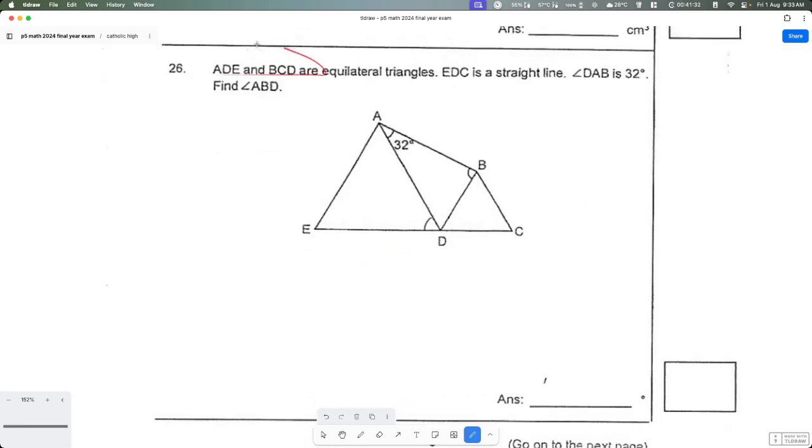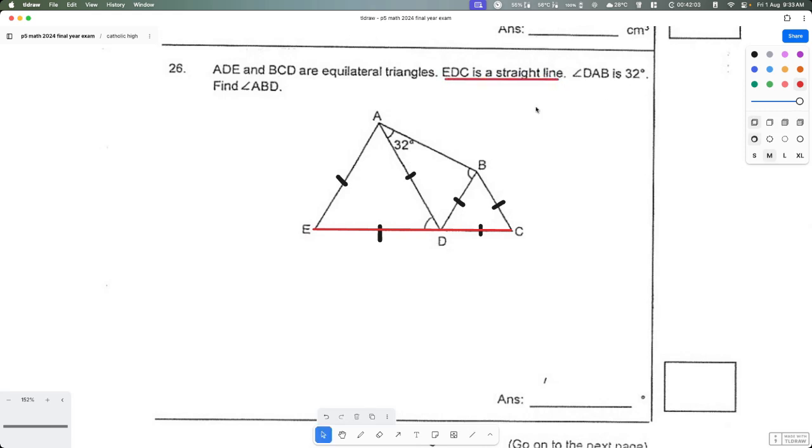So it says here ADE and BCD are equilateral triangles. So I'm going to draw this. ADE is an equilateral triangle, and BCD is as well. Then EDC is a straight line, so let me also add in the straight line here. So this ADC is a straight line. Angle DAB is 32 degrees. Find ADB in this case over here.